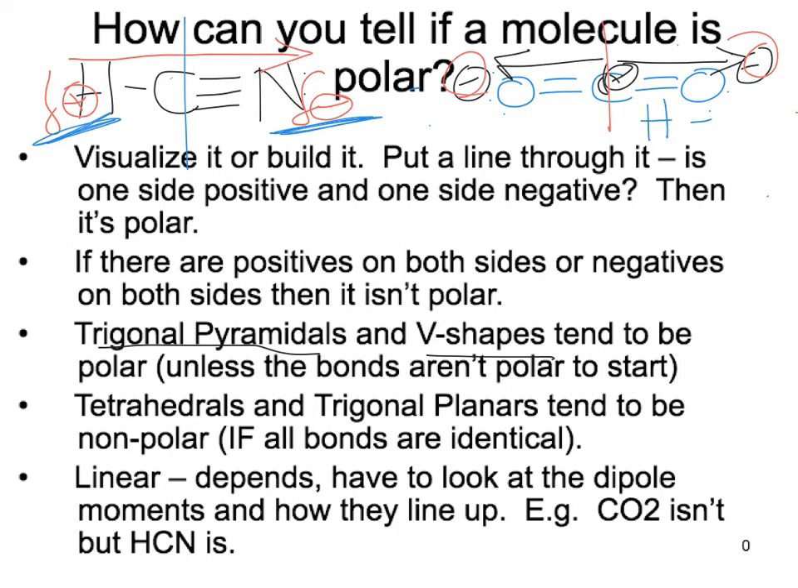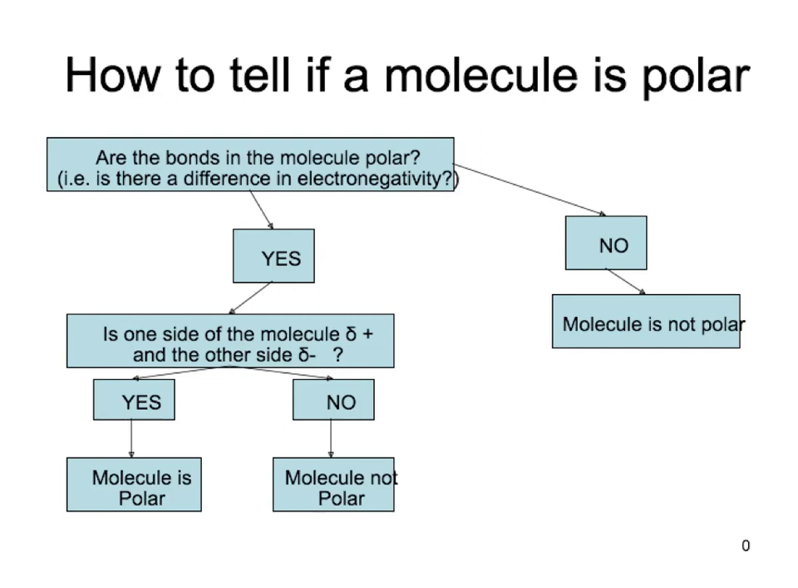You'd have HF if you had something like that. And of course, that is just one bond and it is polar, right? Fluorine's more electronegative.